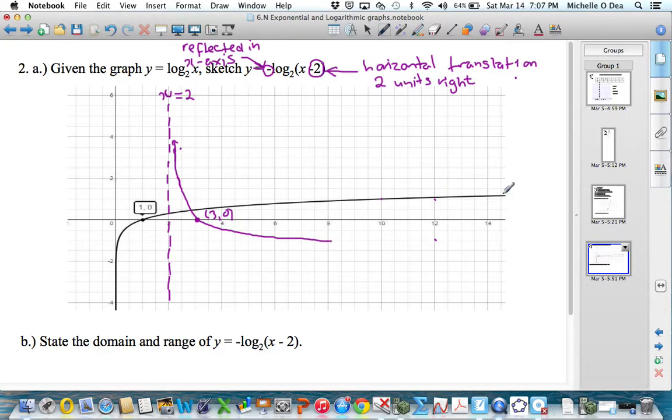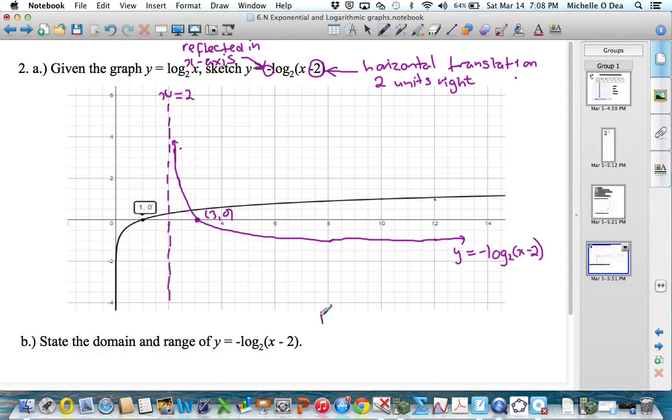But of course, it does go on forever and ever. It just takes a while to increase. It's not actually a straight line there. It's just that it gets so close. So this is the graph. y equals negative log base 2 of x minus 2. Okay, so it is a sketch, but you need to clearly show any important points, any important features like asymptotes and that sort of thing.